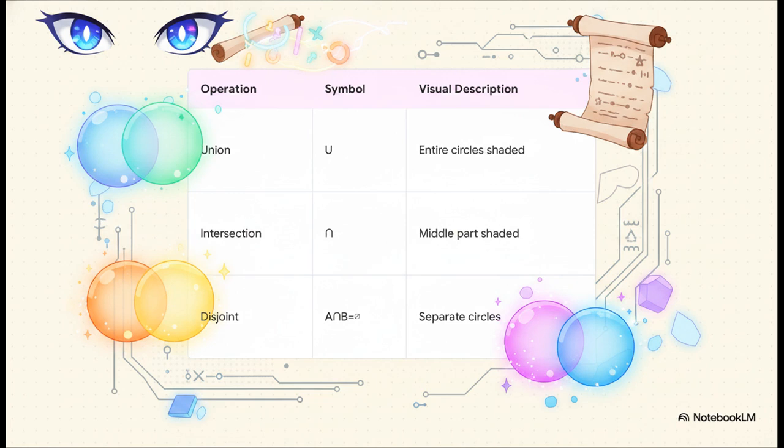Think of the union, represented by that U shape. When both entire circles are shaded, it means everything in set A, set B, or both. For an intersection, the upside-down U, only the overlapping middle part is shaded, meaning only the specific elements that exist in both sets simultaneously. And if two sets are disjoint, well, their intersection is the empty set. Visually, they're just two completely separate non-touching circles. Definitely memorize these visual translations.